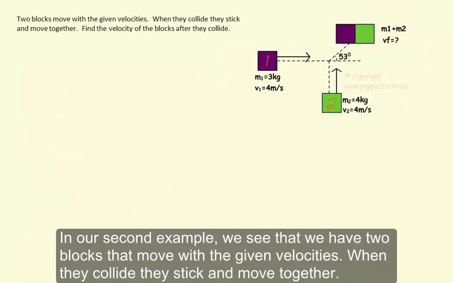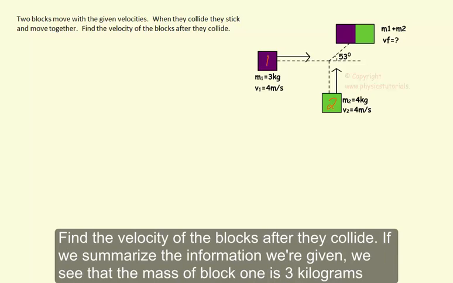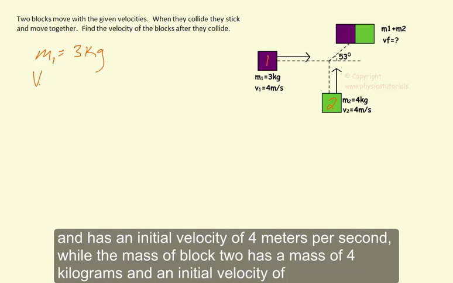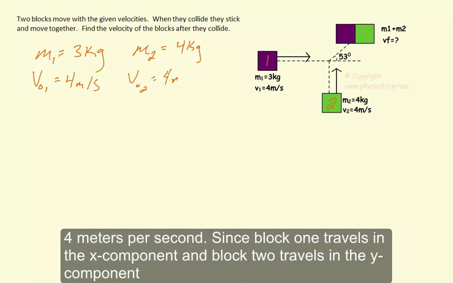In our second example, we see that we have two blocks that move with the given velocities. When they collide, they stick and move together. Find the velocity of the blocks after they collide. If we summarize the information we're given, we see that the mass of block 1 is 3 kilograms and has an initial velocity of 4 meters per second, while block 2 has a mass of 4 kilograms and an initial velocity of 4 meters per second.